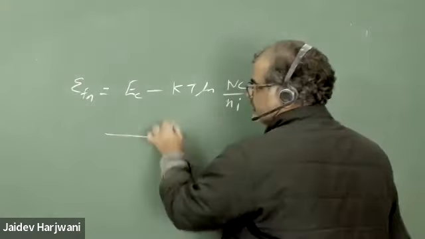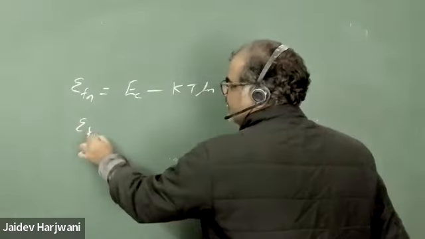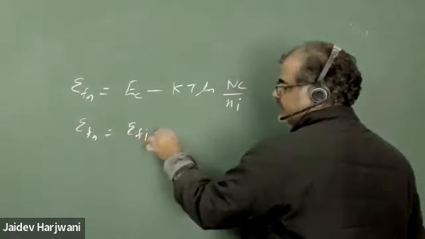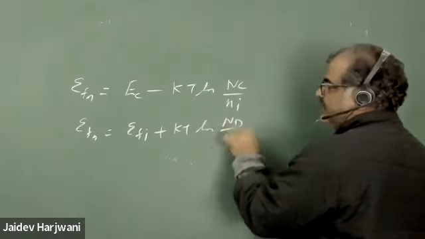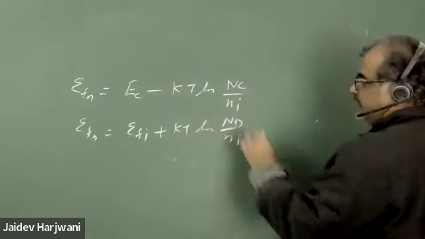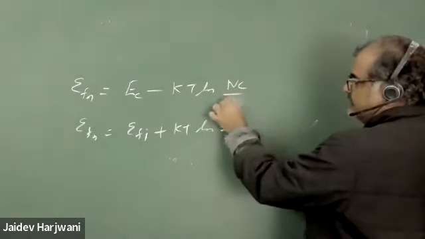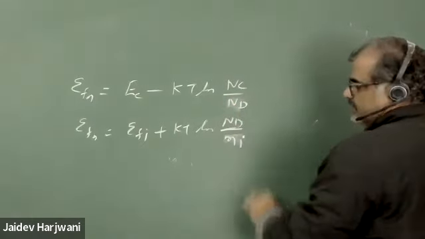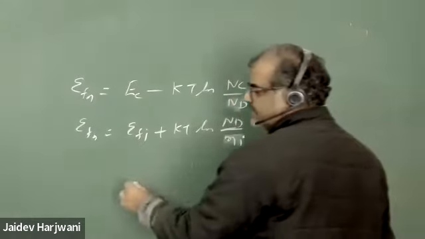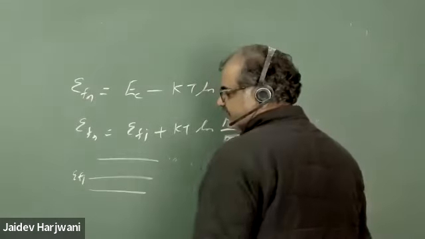Sir, there was one more equation, two equations. So that equation is EFn equal to EFi plus kT ln Nd upon Ni. The first one will be Nc by Nd, and this is Nd by Ni. Here this is the intrinsic Fermi level, which is constant. This is the mid of the gap.